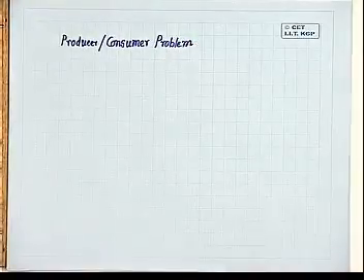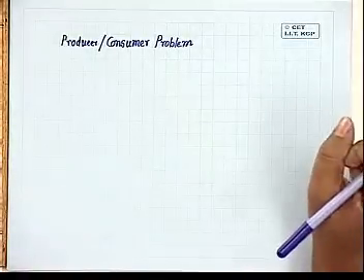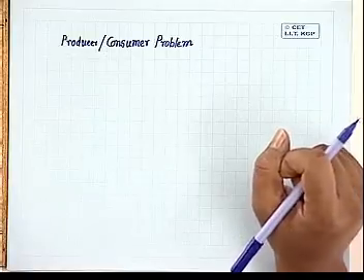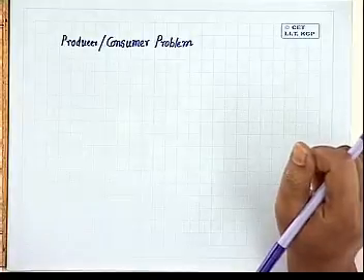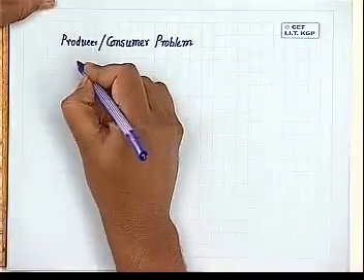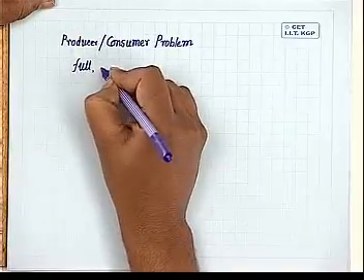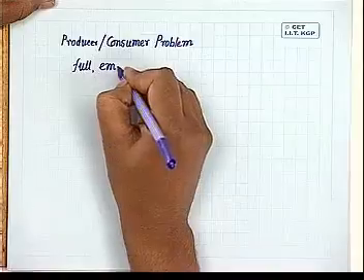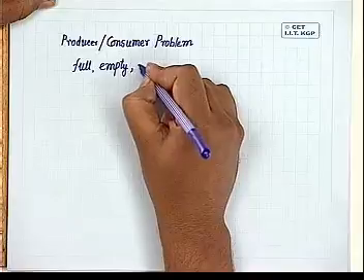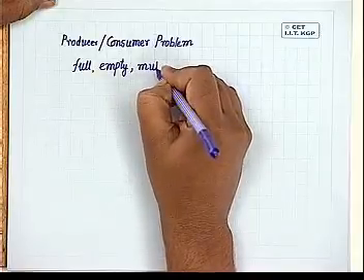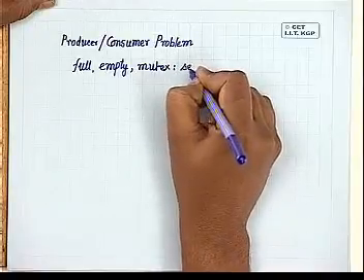We have seen two different solutions of this producer-consumer problem earlier. Now let us see whether we can solve this producer-consumer problem using the semaphore variables as well. So to solve this producer-consumer problem, we assume that there are three semaphore variables. One of the semaphore variables is full, the other semaphore variable is empty, and the other one is say mutex. All these are semaphore variables.